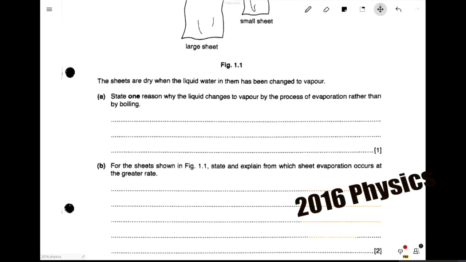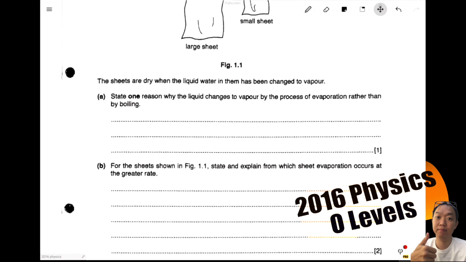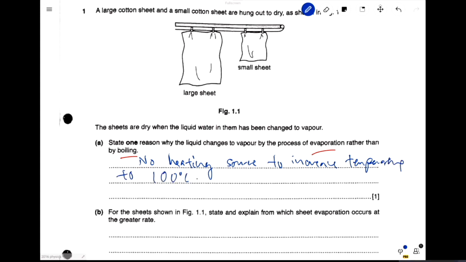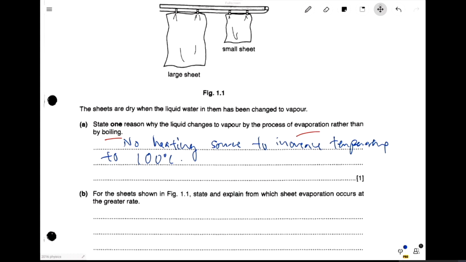Say one reason why the liquid changes to vapor. Obviously, it's not boiling. So why does the liquid change to vapor? Well, how to answer this question? Because there's no heating source to increase the temperature to 100 degrees Celsius, right? You need 100 degrees Celsius for boiling to take place.